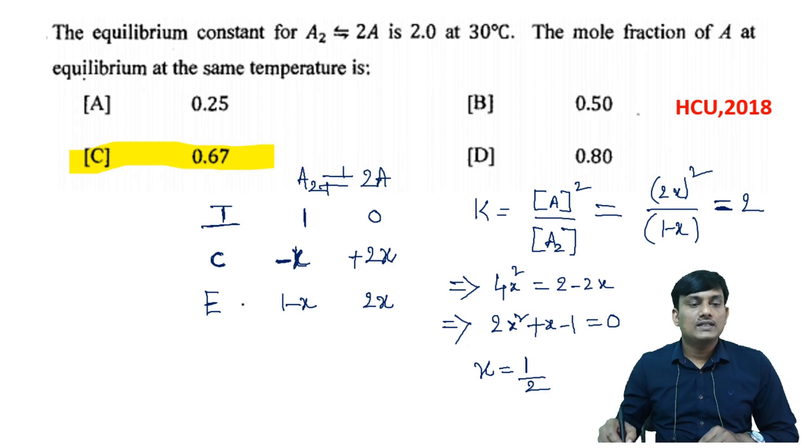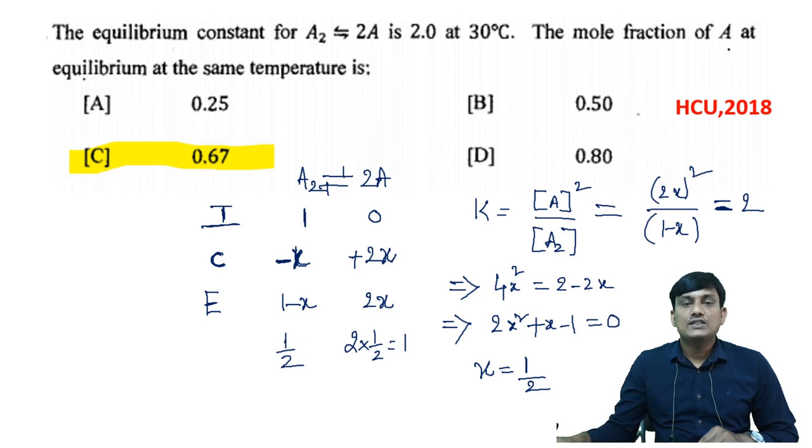So at equilibrium, what is the concentration of A2? It will be 1 minus 1 by 2, it will be 1 by 2. And this one is 2 into 1 by 2, it will be 1. So the mole fraction of A at equilibrium at the same temperature is.